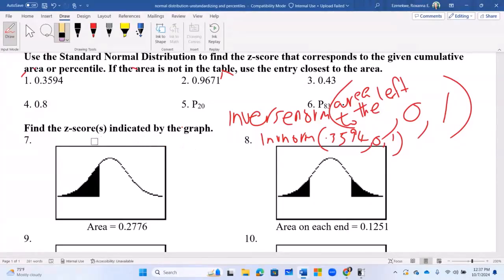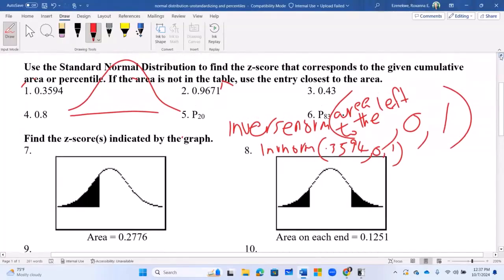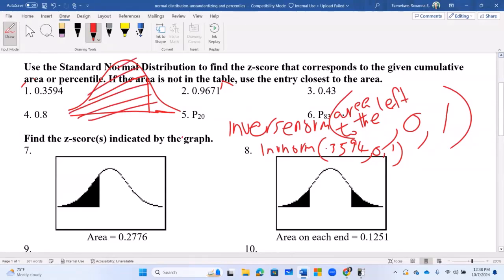All right, so now I'm going to draw a normal curve for number 2. For any question on normal distribution, I have to draw a normal curve. All right, so now I am going to show the area. The area to the left is 0.9671. So that area should be from here to the end. They want me to find the z-score corresponding to this area.